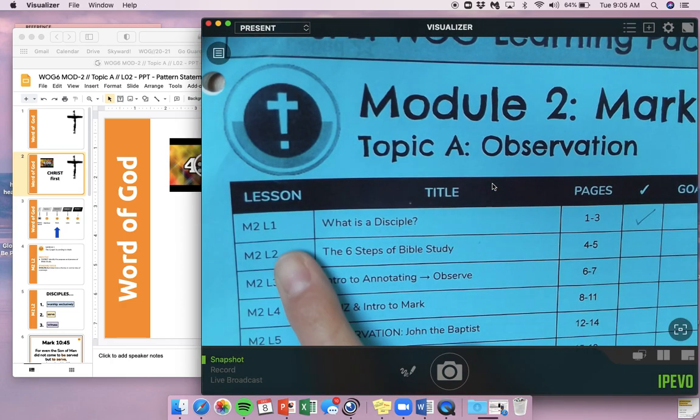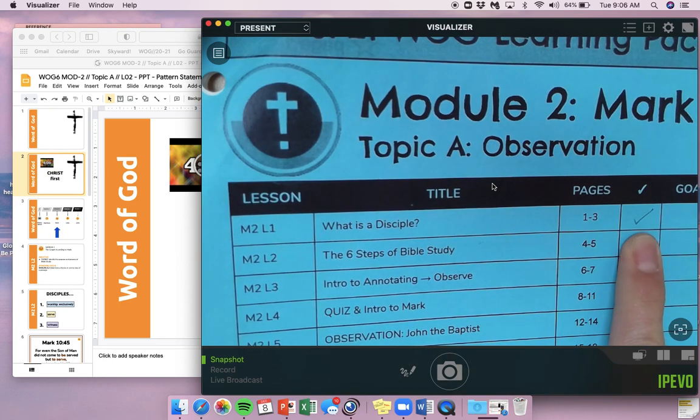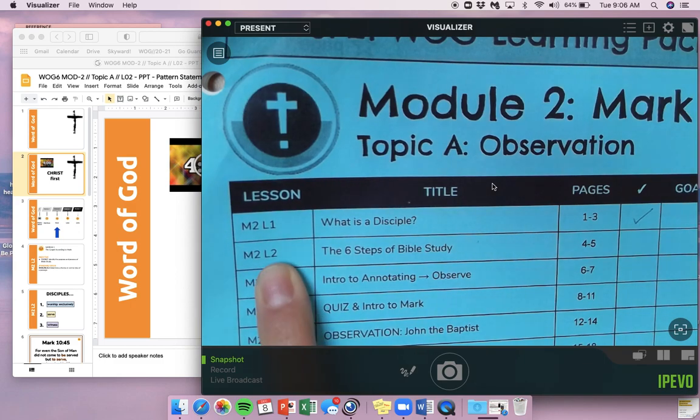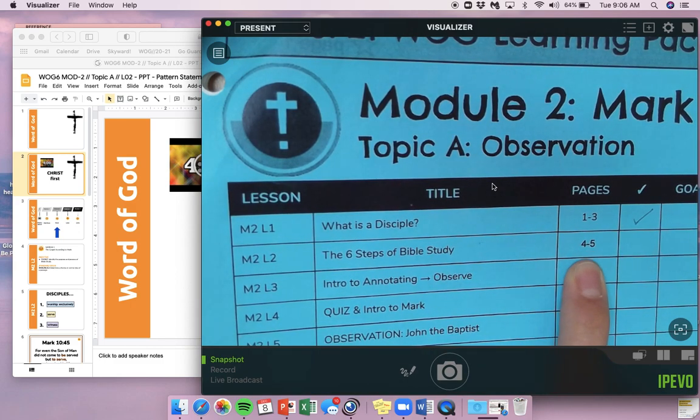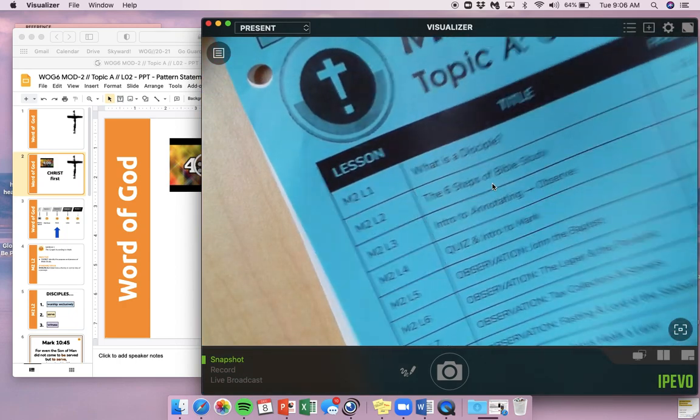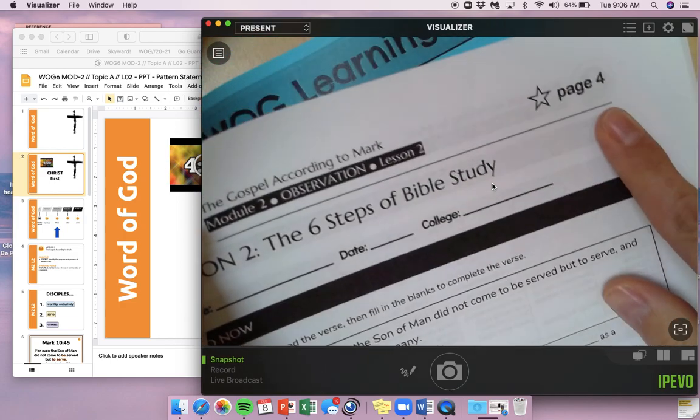If you completed yesterday's exit ticket, go ahead and give a check mark right there so you know you're done with it. And this will help you keep track. Today you're on lesson 2, and we're on the 6 steps of Bible study. It starts on page 4. So we're going to go ahead and flip to page 4. And you're going to use the numbers at the top of the page, not at the bottom, okay?